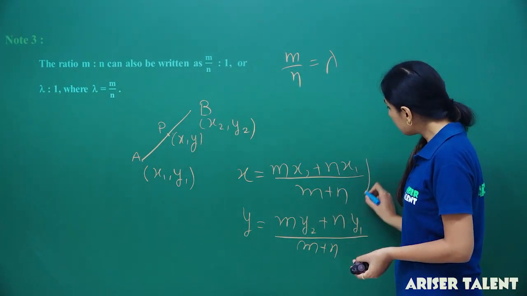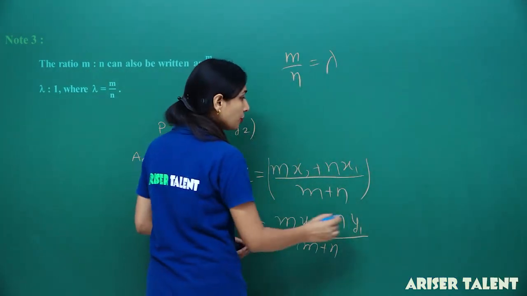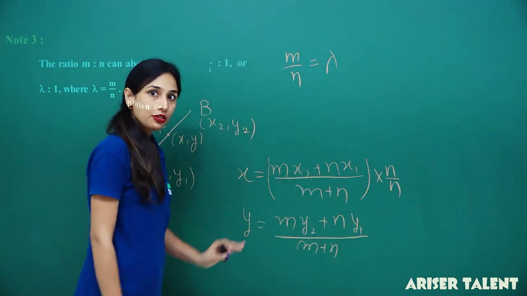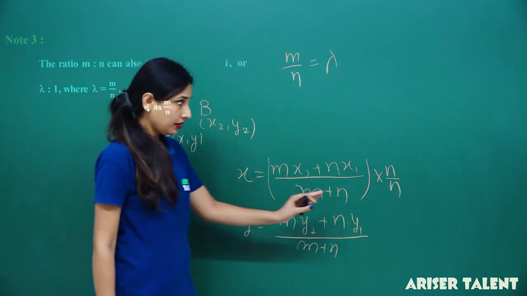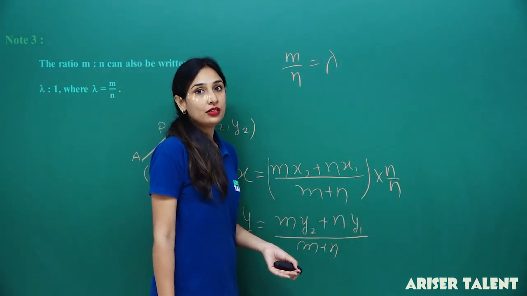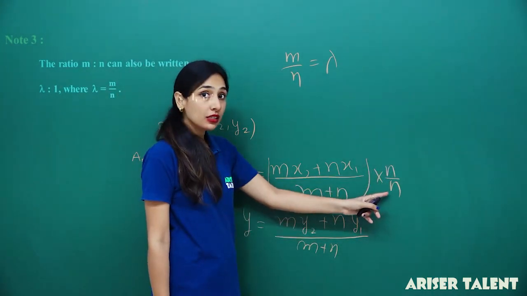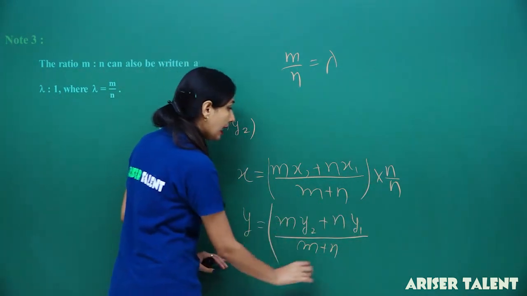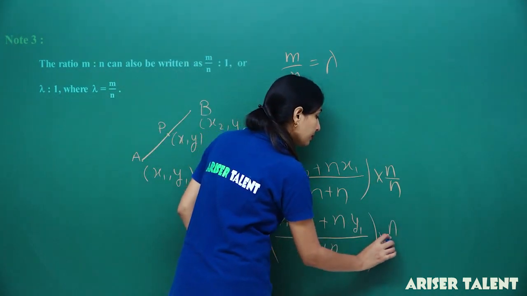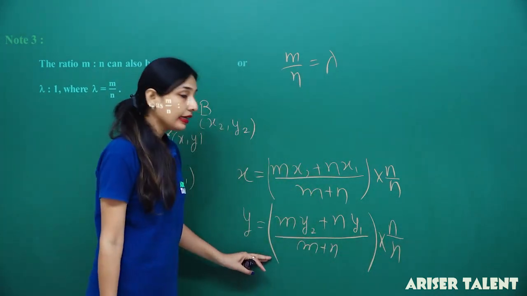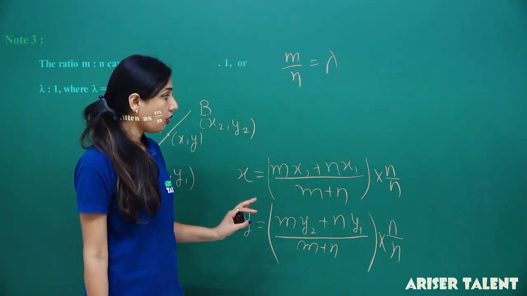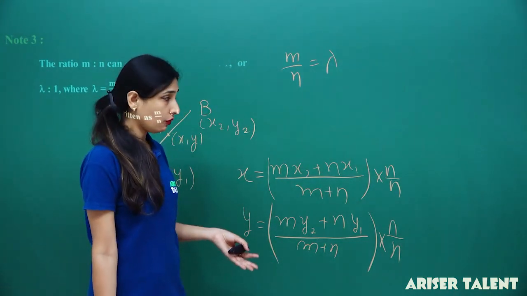So I am going to multiply and divide this complete equation by n. Does it make any difference? You're simply multiplying it by 1. Okay, so it doesn't make any difference. I can also follow the same process in the formula of y. Okay, now what will it give me?